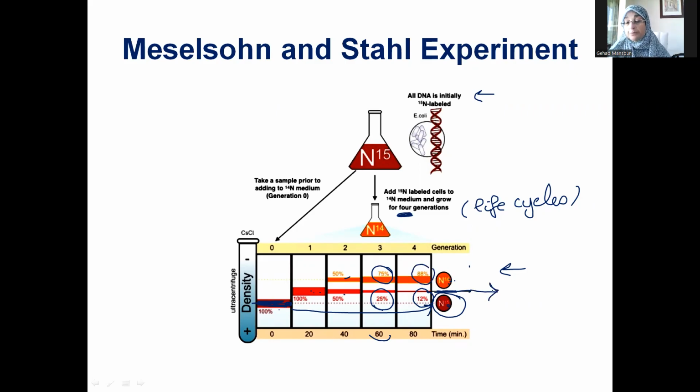And as we proceed with further life cycles, we will find that since the bacteria only have nitrogen 14 around them, then later on we will have 6% here and 94% there, and gradually 100% will be nitrogen 14.